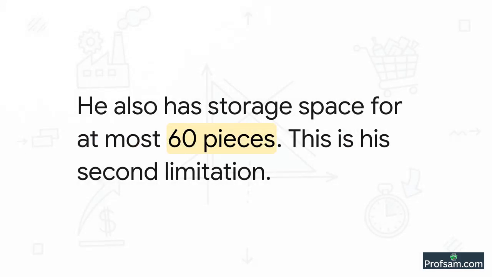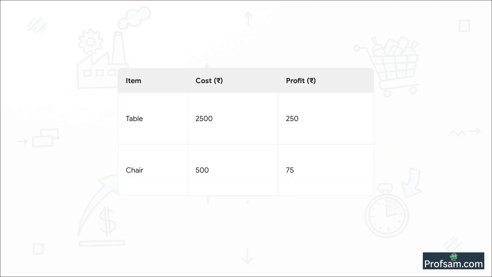And that's not all. He's got a second problem: space. His go-down, or his storage space, can only fit a maximum of 60 items. So even if he had all the money in the world, he just doesn't have the space for more than 60 pieces of furniture. So what can he actually buy with his money and space?